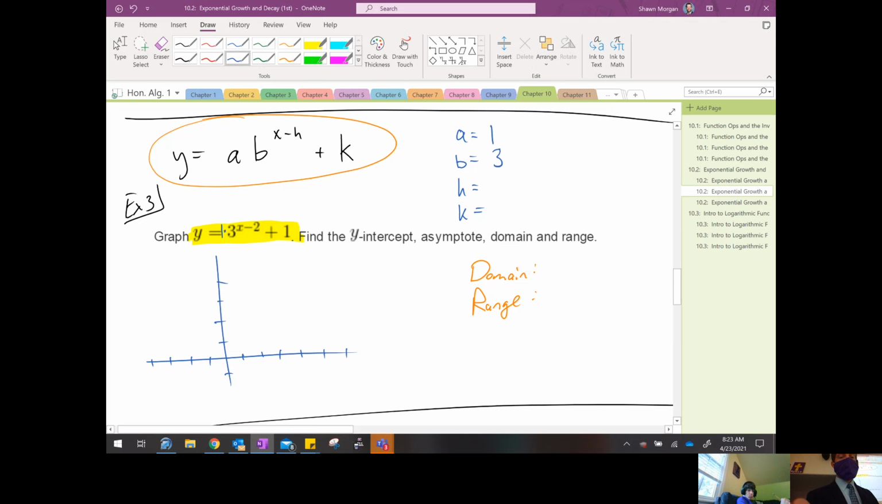Good. Okay. Now, h is the number that we're subtracting from x. So what am I subtracting from x in this example? 2. And k is what we're adding afterwards. So k is 1. So identifying the parameters is a good exercise to begin with. Okay. So we identify the parameters a, b, h, and k. And let's talk a little bit about what each one of those can do. This is where you're going to be taking some notes because I'm not going to write this down, but we're discussing. We're having a talk.